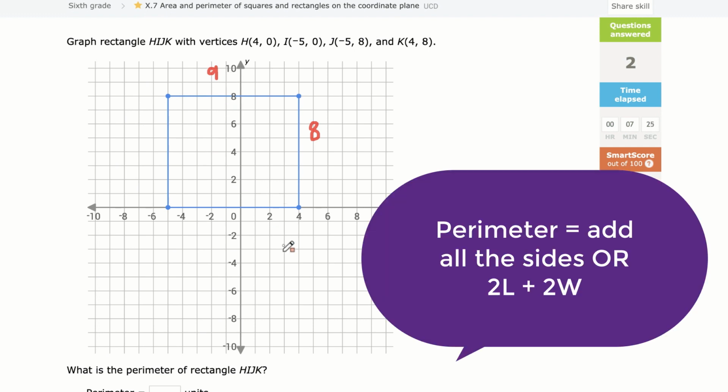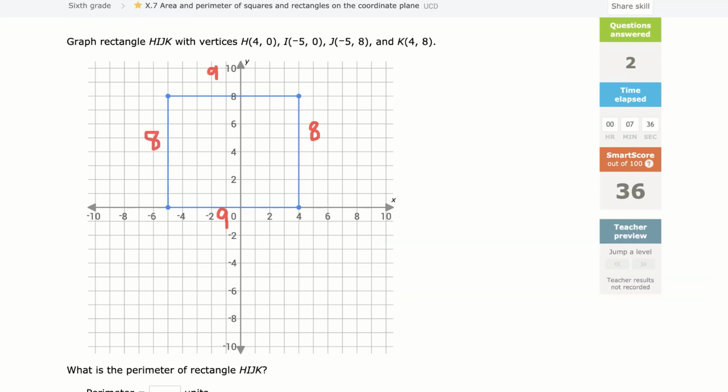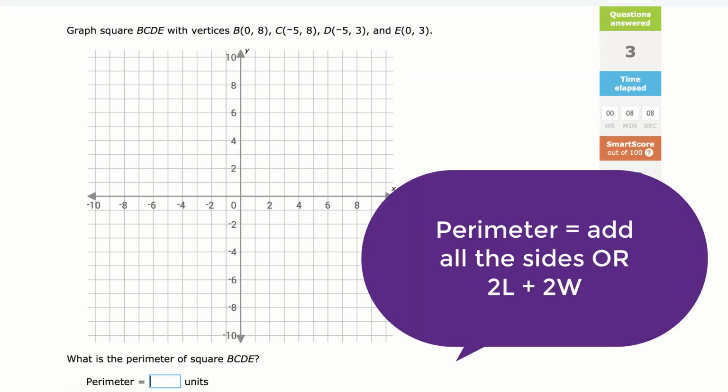And they're asking me for the perimeter. Perimeter, you add up all the sides. So if this side is 9, then this side is 9. If this side is 8, then the left side is 8. And for perimeter, we need to add up all the sides. So we need to add 9 plus 9 plus 8 plus 8. 9 plus 9 is 18. 8 plus 8 is 16. Adding those two together, I get 34. I'll do one more perimeter one with you.